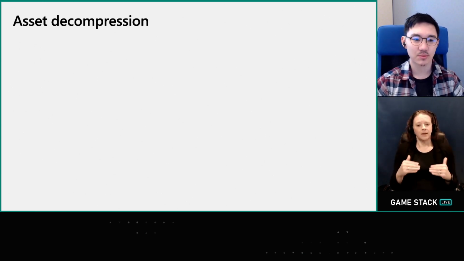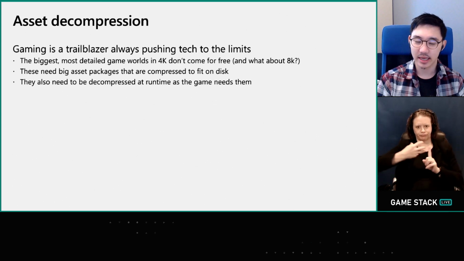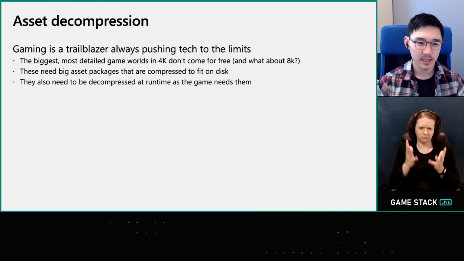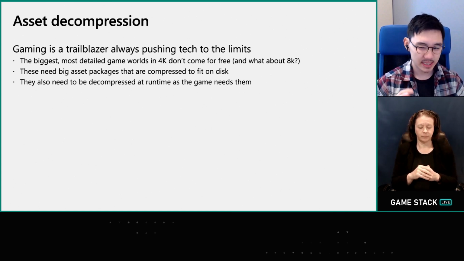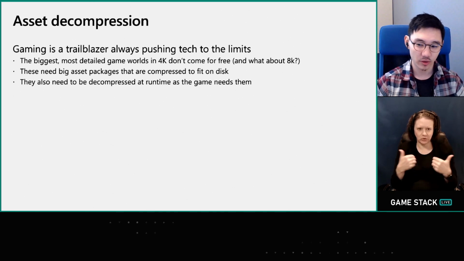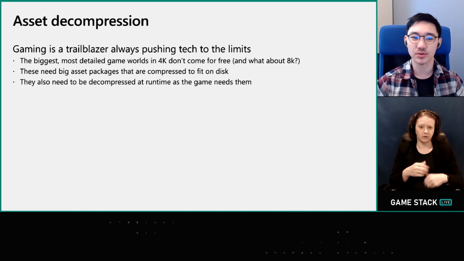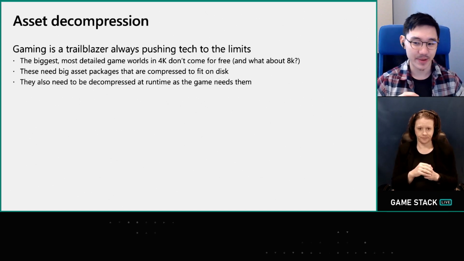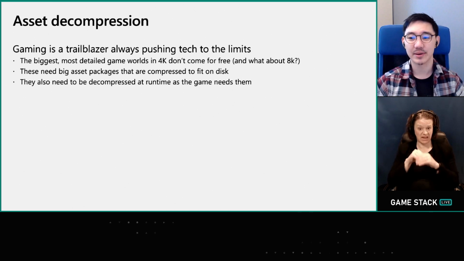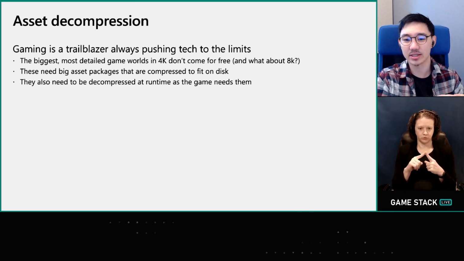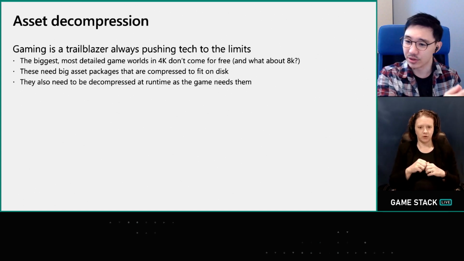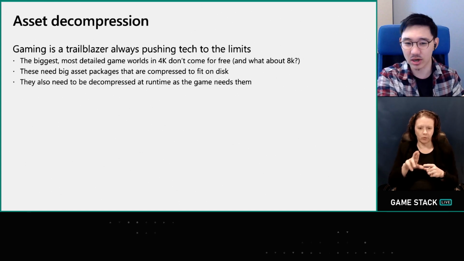Let's move on to the next component, and that's asset decompression. A little bit of context here. Gaming has always been a trailblazer, pushing tech to the limits, pushing the hardware to the limits. And the biggest games, the most detailed games, they don't come for free. When you're talking 4K and in the future 8K, you actually need a lot of resources to supply that experience, a lot of data. And so these asset packages are really, really big, and they're compressed to fit on disk. They are decompressed at runtime. And so it's not like you're downloading, say, a 100 gigabyte package. You decompress it to 150 gigabytes or 200 gigabytes. The user doesn't really want a 150, 200 gigabyte package on their disk at all times.